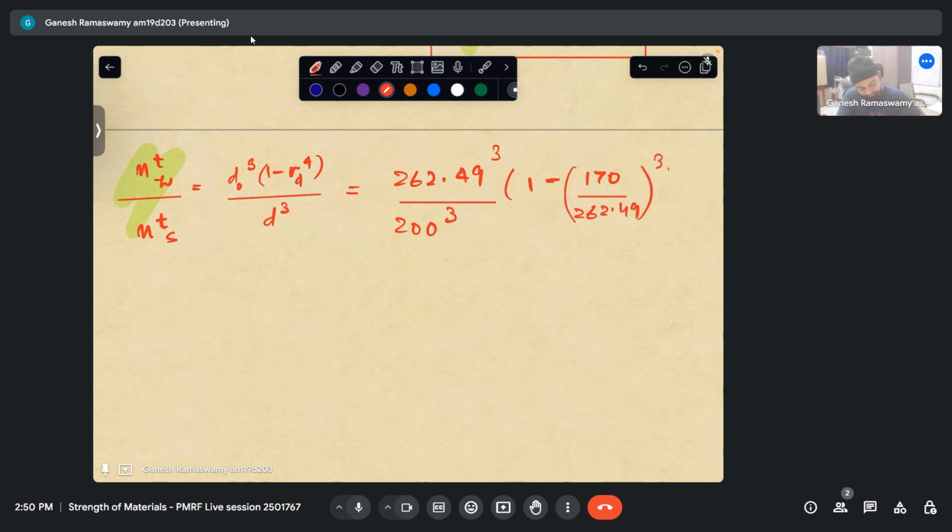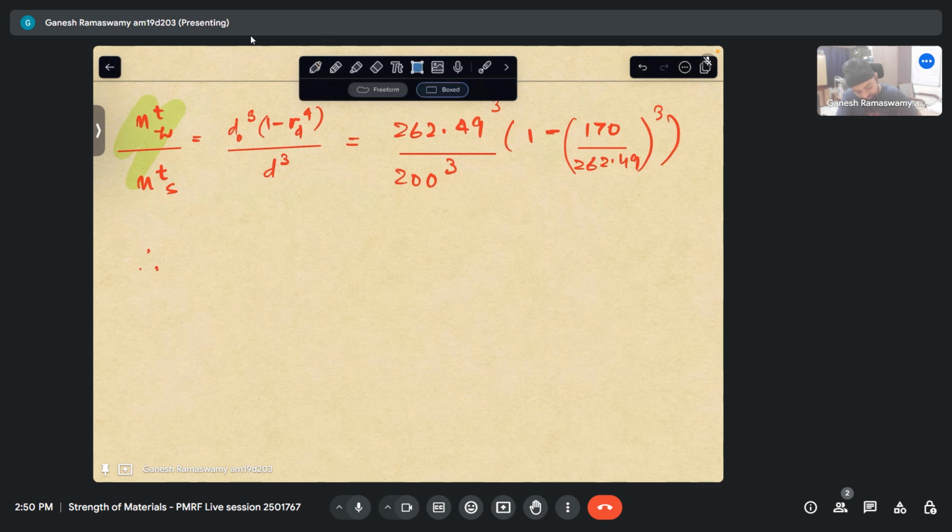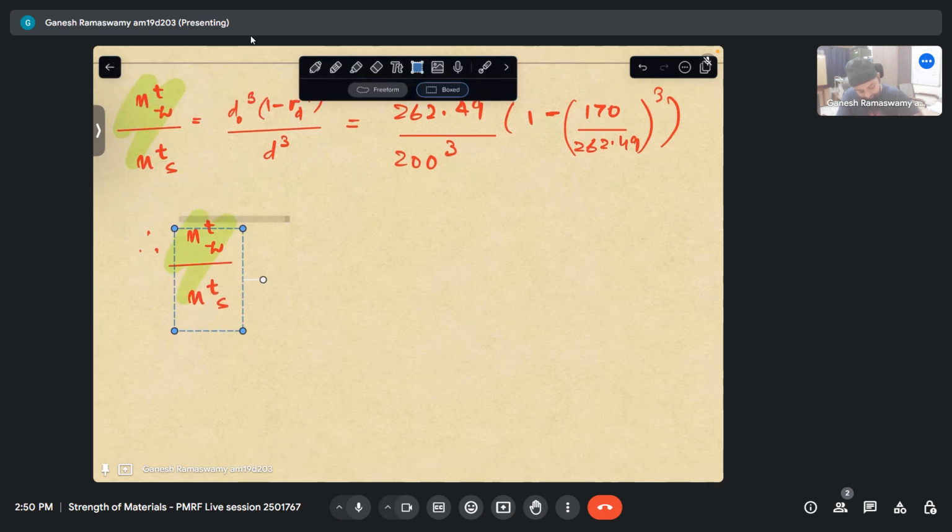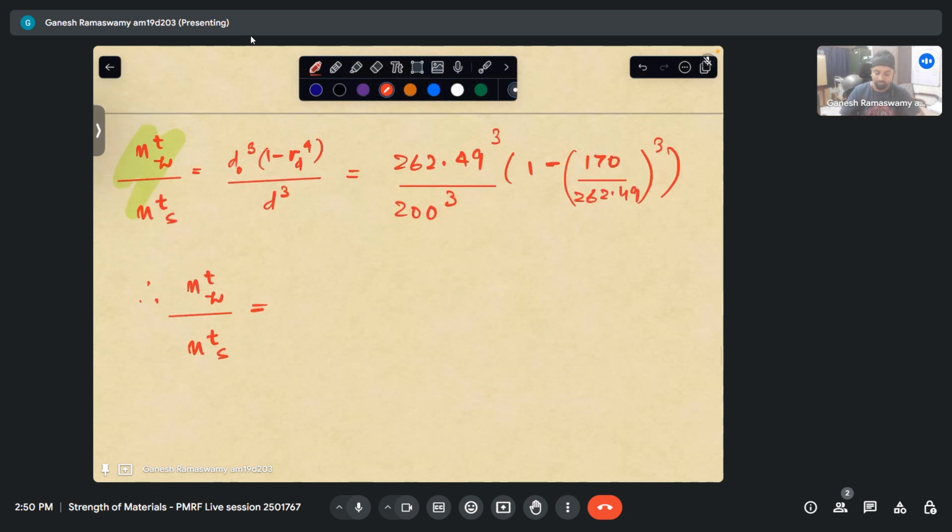So therefore, this quantity is equal to 170 by 262.49. No, it's not cubed. I'm sorry, this is power 4. I hope you can see it. Power 4. 1 minus this, into 262.49 cubed by 200 cubed. So this comes to 1.86.